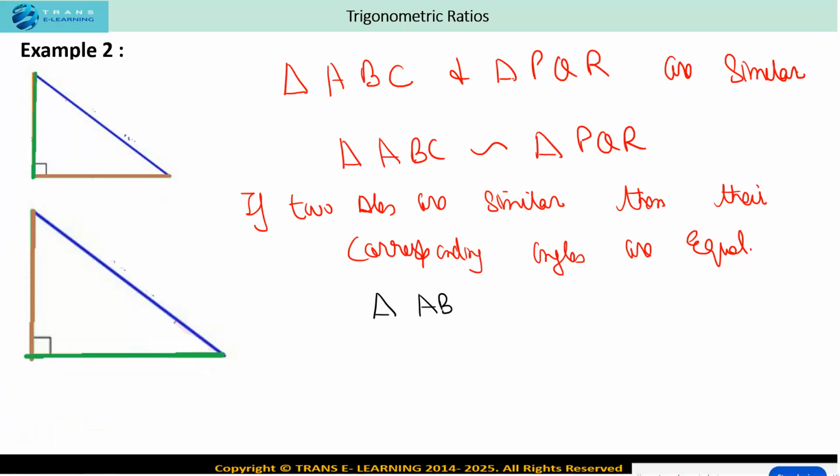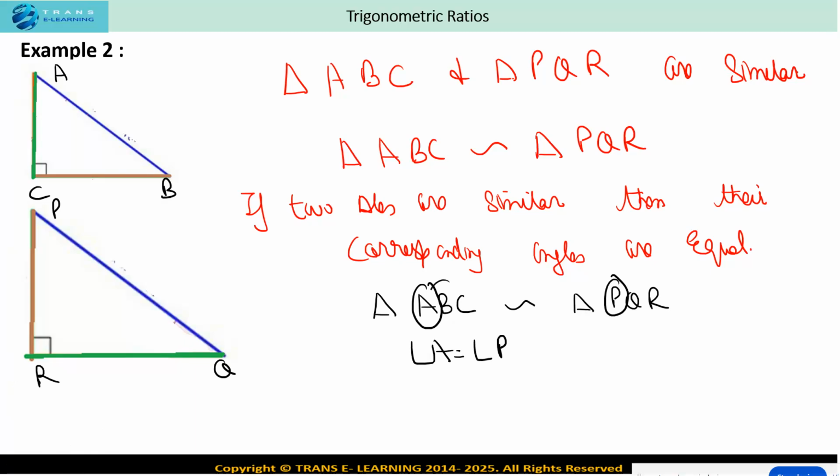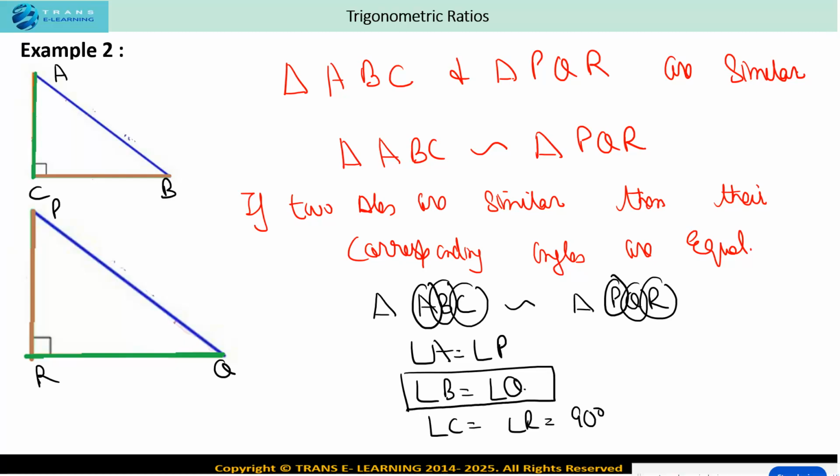So this is triangle ABC is similar to the triangle PQR. Angle A will be equal to angle P. So let me write it down here. This is A, C, B and P, R, Q. So now this angle A will be equal to angle P. This angle B will be equal to angle Q. Angle C is equal to angle R, that we already know, that is 90 degrees. So we needed to prove that angle B is equal to angle Q.